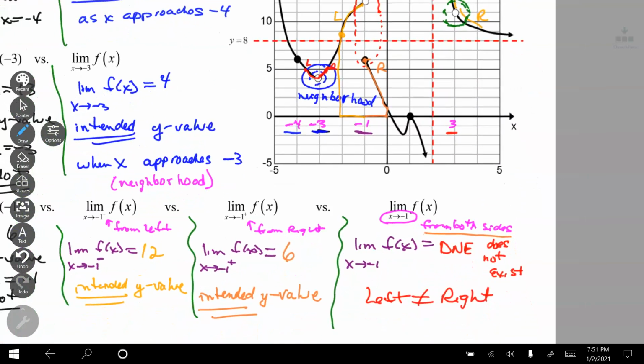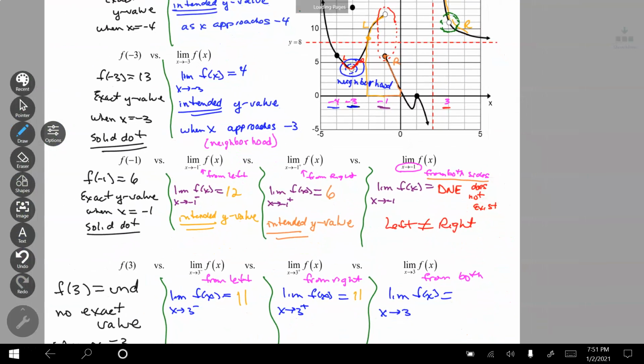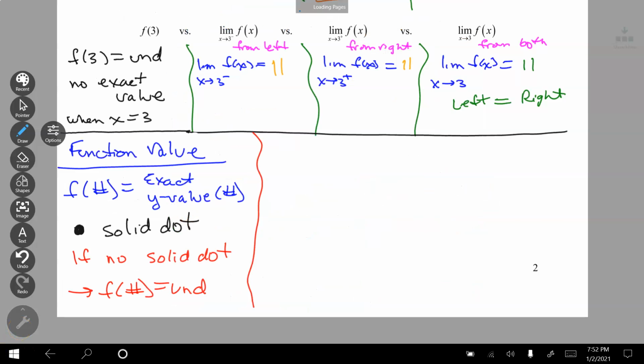So in general, the limit as x goes to 3 on both sides is 11 because of that neighborhood I could draw around it, or because the left side is equal to the right side. So for f of 3, what we had was undefined because there was no exact value there. The limit from the left side was 11, the limit from the right side was 11, and the limit in general, from both sides, was 11 because the left side was equal to the right side. So in summary, a function value, f of a number, is looking for an exact y value. It's looking for a solid dot. If there's not a solid dot, you put down undefined.